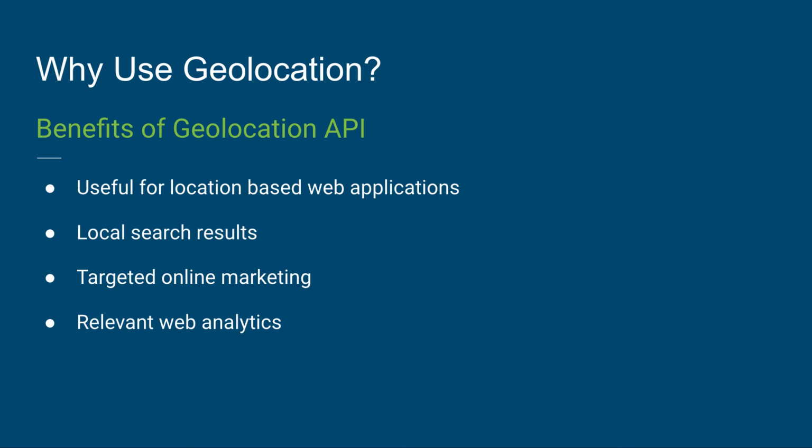Another one is targeted online marketing. It can make it easier for advertisers and marketers to use your location for their campaigns to get down to a specific area. Another one is relevant web analytics. Organizations can gather insight into their website's effectiveness, so they can later improve their website's performance and make it better for the visitor.